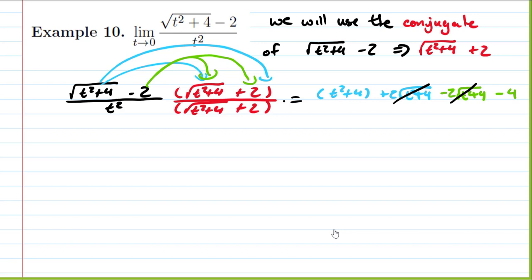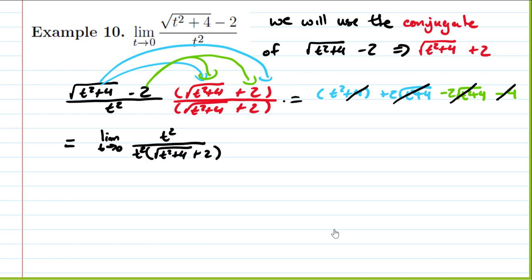Then we bring that down here. So our simplified version is going to be t squared plus 4 minus 4. So those also add to 0. That won't always happen, though. So then our numerator reduced to just t squared. So we take the limit as t goes to 0 of t squared over, leaving the denominator factored, the square root of t squared plus 4 plus 2.